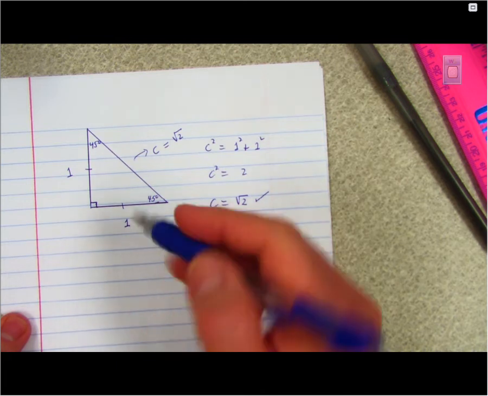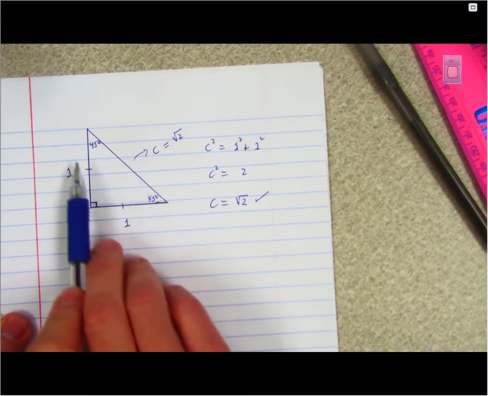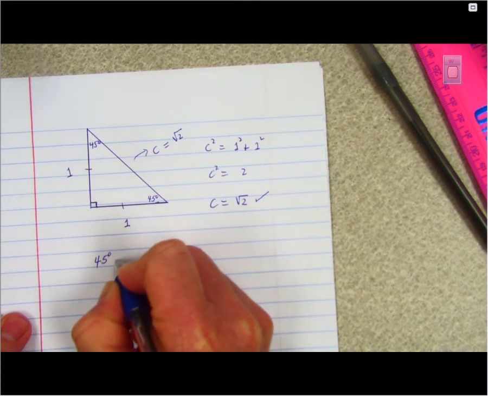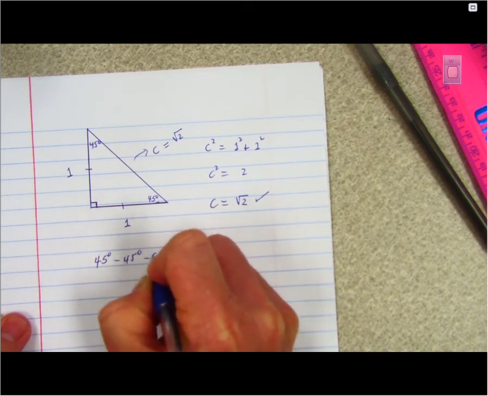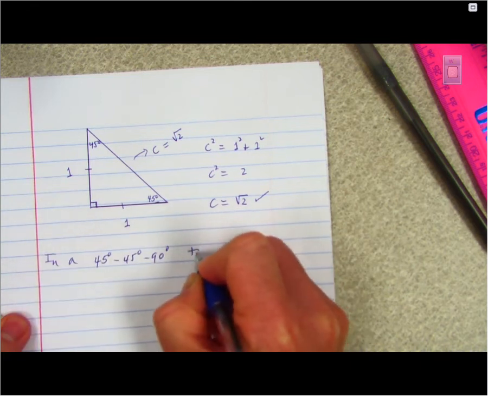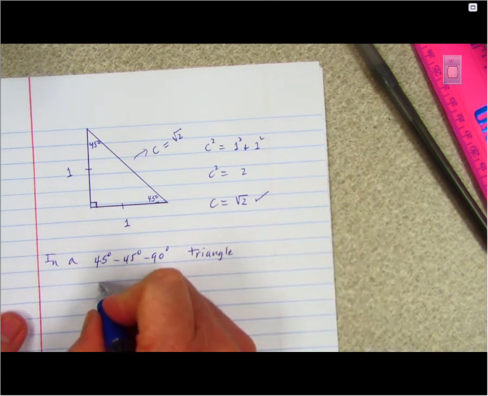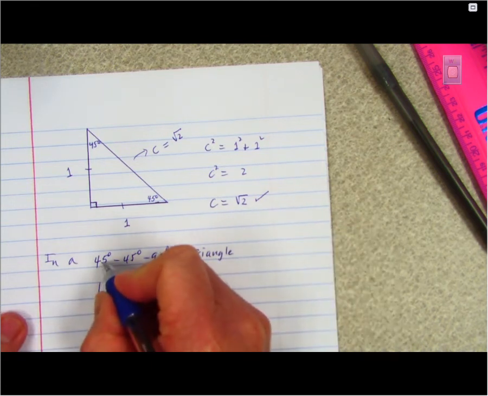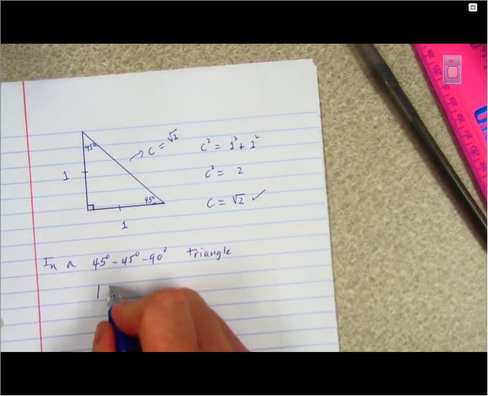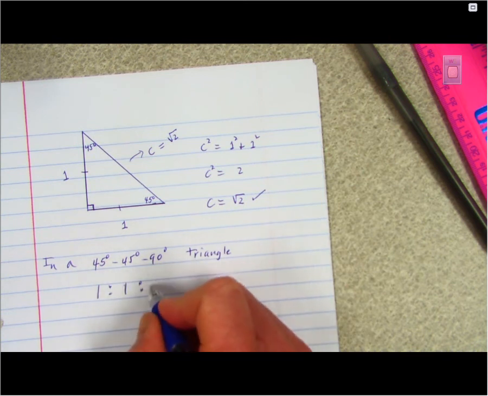Thank you. So that is an important relationship to remember when we have a 45, 45, 90-degree triangle. Let's write it like this. In a 45, 45, 90-degree triangle, there is this particular relationship that happens, and it is that if the side opposite to one of the 45-degree angles is 1, then the other side will also be 1, and the longest side will be square root of 2.